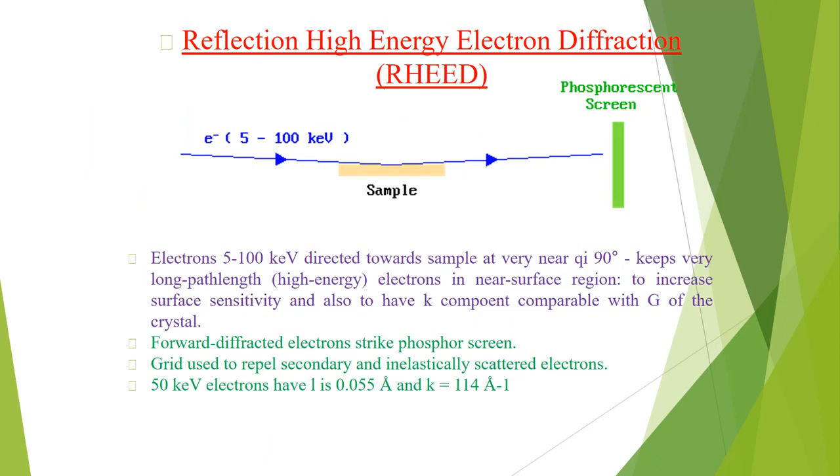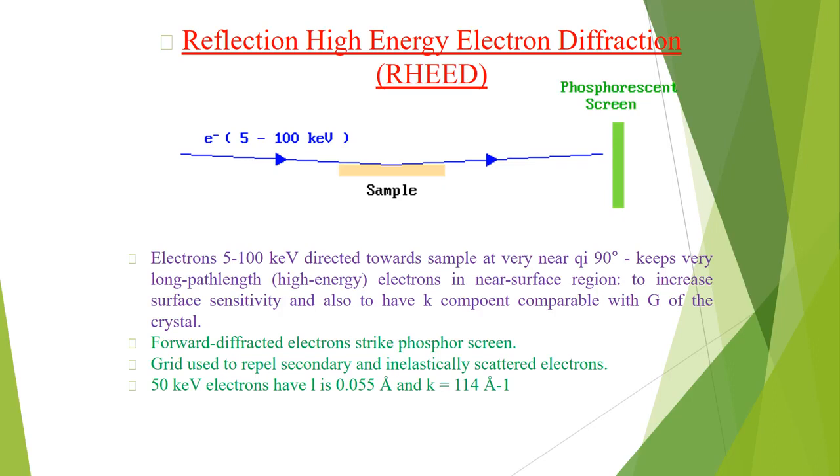Reflection high energy electron diffraction, RHEED. Here we can see that electrons with 5 to 100 kilo electron volt are directed toward the sample at a very near 90 degree angle, which keeps the high energy electrons for a very long path length in the near surface region, to increase surface sensitivity and also to have a K component comparable with the G of the crystal.